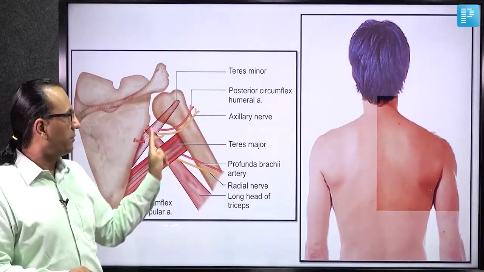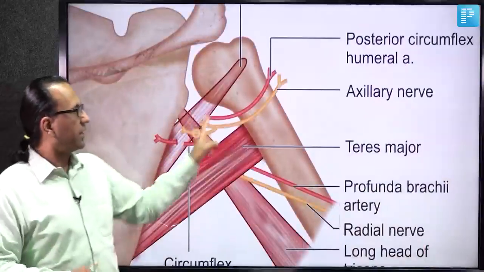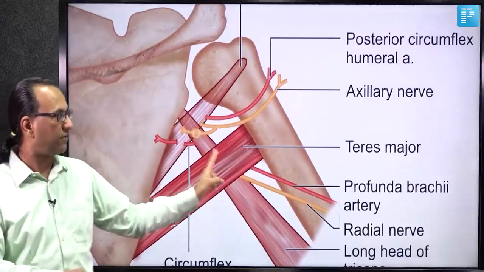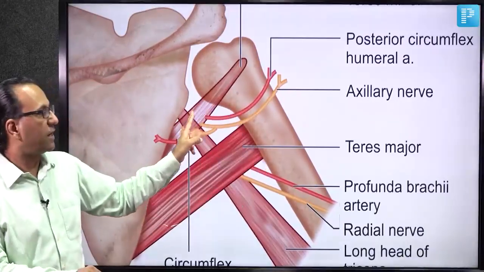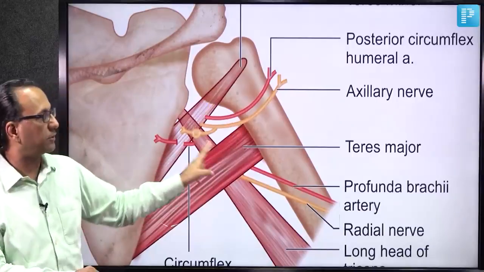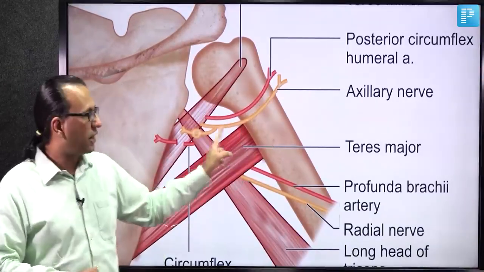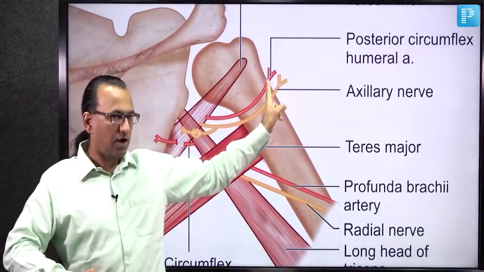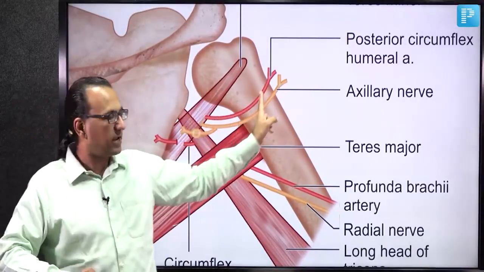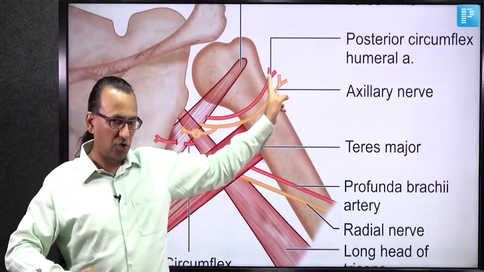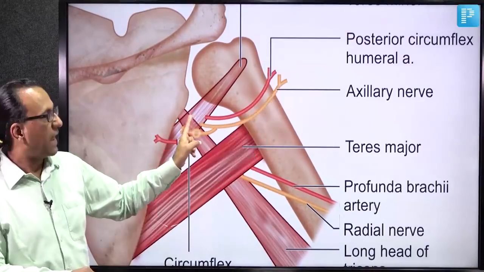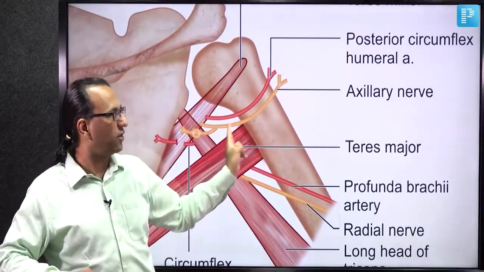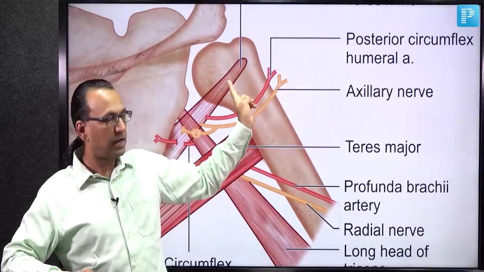Now, the quadrangular space is bounded by the teres minor superiorly and the teres major inferiorly, medially is the long head of triceps, and laterally is the surgical neck of the humerus. The contents are the axillary nerve, which passes from the quadrangular space to the surgical neck of the humerus, along with the artery running posterior to and around the humerus, called the posterior circumflex humeral artery. It is a branch of the third part of the axillary artery and anastomoses here with the anterior circumflex humeral artery coming from the anterior side. The axillary nerve supplies the deltoid muscle and also the teres minor muscle. If there is a fractured surgical neck of the humerus, then there will be paralysis of the deltoid muscle and the teres minor muscle.